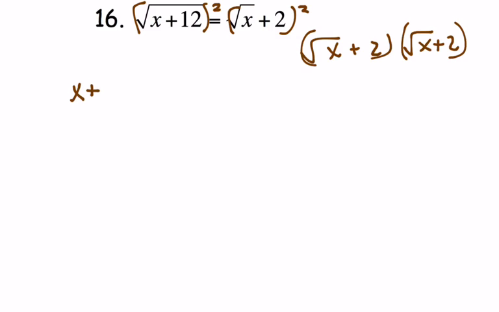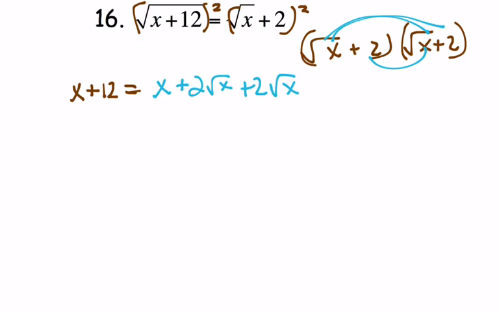You get x plus 12 over here from the left side equals root x times root x is x. And then root x times 2 is 2 root x. And then we get another 2 root x. And then we got another 2 times 2 is 4. All right, so we combine those into x plus 4 root x plus 4. That still equals x plus 12.